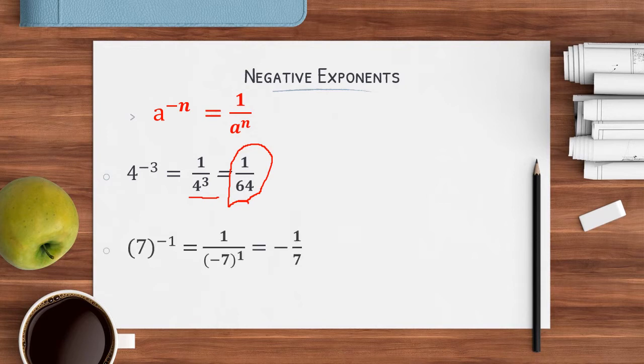Next, 7 raised to the power of negative 1. So, make it into a fraction. So, we have 1 over negative 7 raised to the power of positive 1. As you can see, 7 is negative. Just put your negative sign here. So, we have negative 1 over 7.